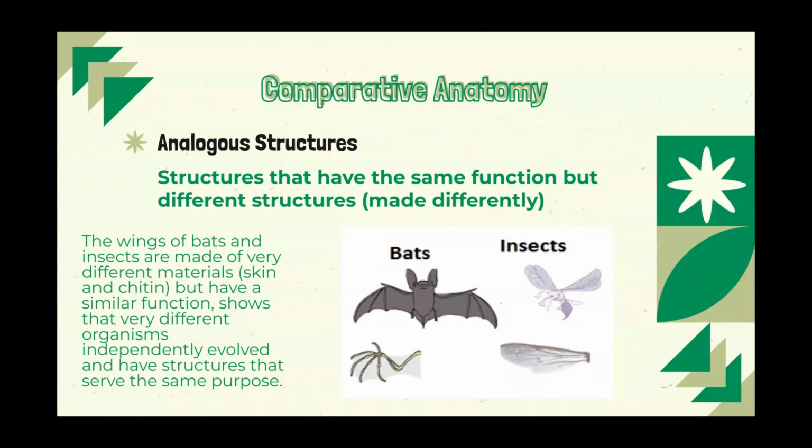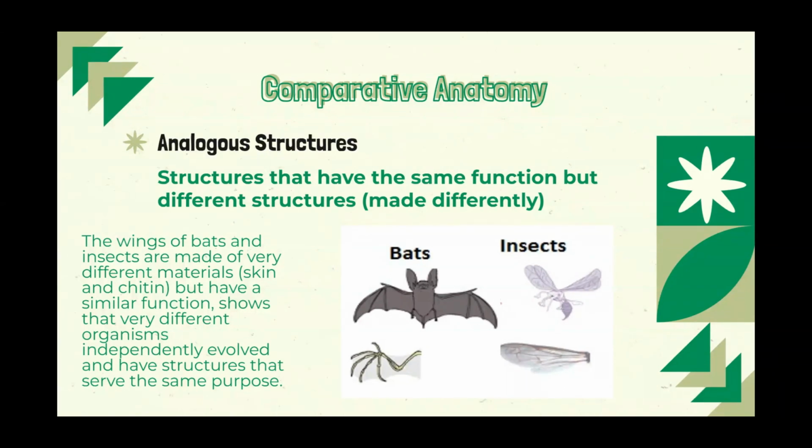Now we're doing analogous structures. Remember the "an" and "a" from our very first unit, that means no or without. So this is the case where we have the same function but different structures. They're made differently.